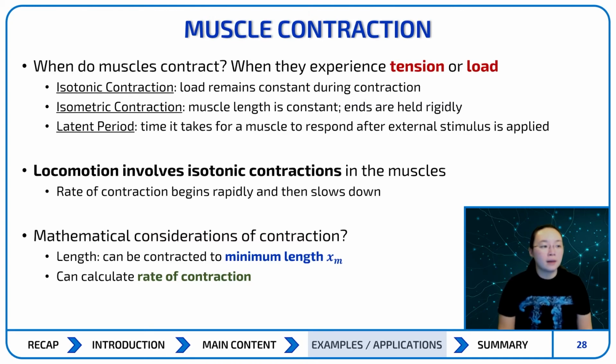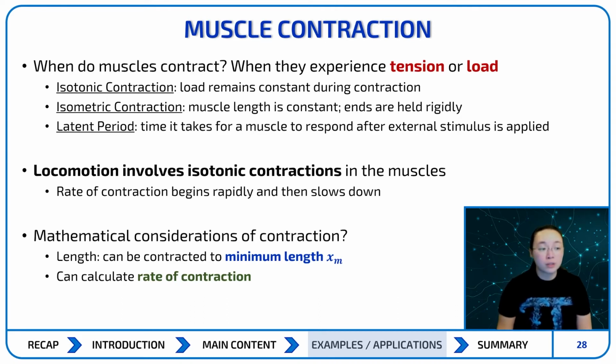Moving on, we want to figure out when muscles contract. So muscles are going to contract when they experience tension or load. So there's several different types of contraction. Number one, you have isotonic contraction. That's when the load remains constant during a contraction. So that's if I'm lifting, for example, this pen up. It's the same weight, but I have constant movement.